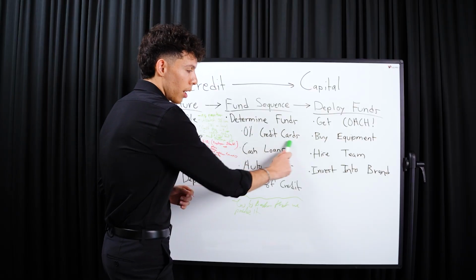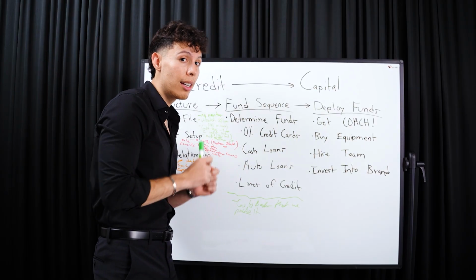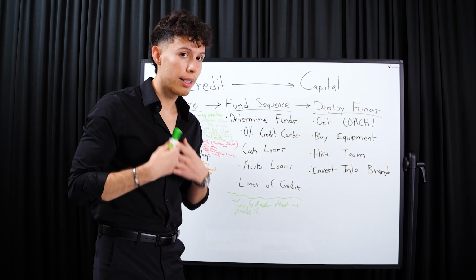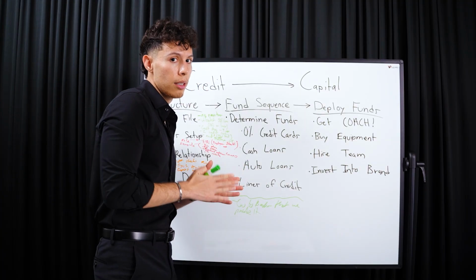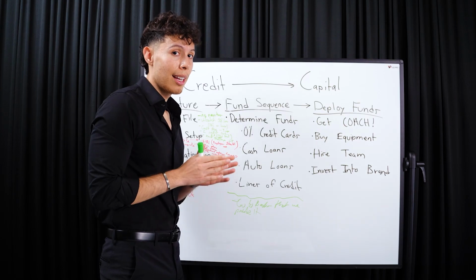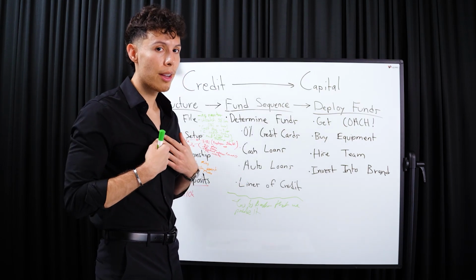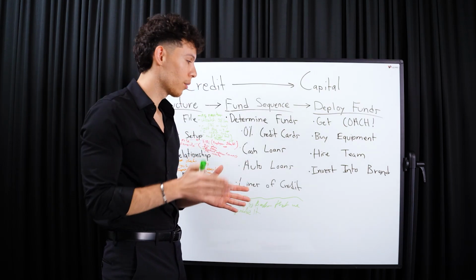Some banks give you 0% credit cards for 9 months, while others give it to you for 18 months. I'd rather take the 18-month one. Some banks give you cash loans starting at 8% to 12%. Some other banks start at 10% to 20%.